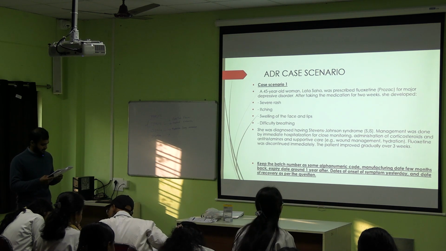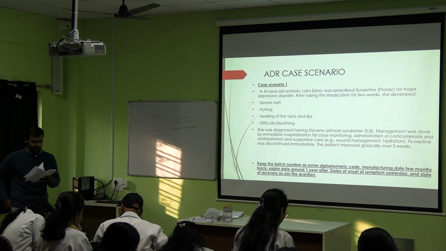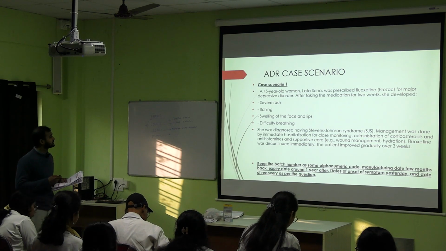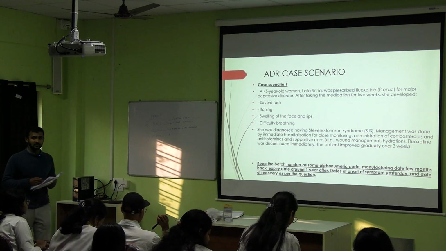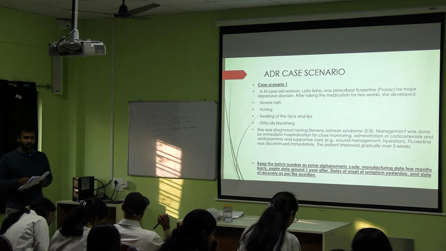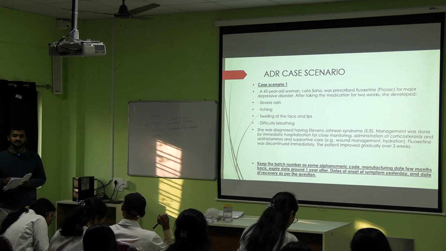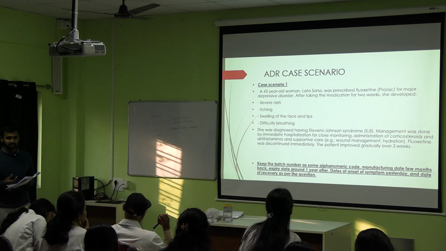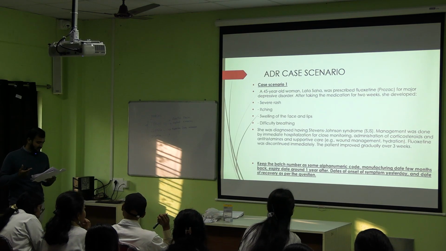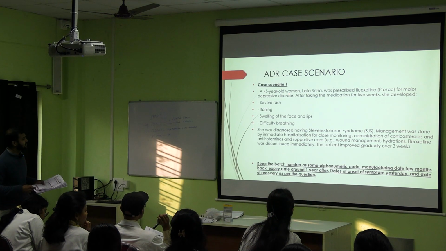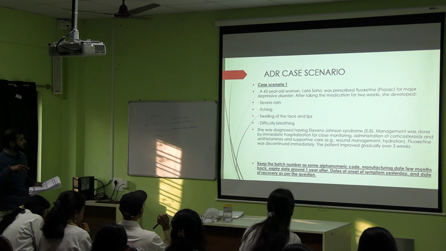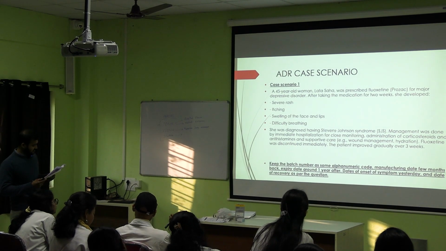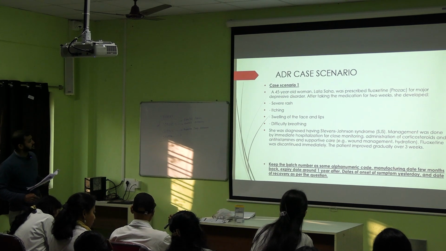Then describe the event and reaction management. So how will you describe? When we take the history part, how do we describe the patient's illness? First you have to write that the patient was a known case, KCO, or the patient is a known case of major depressive disorder, and the patient was under medication.